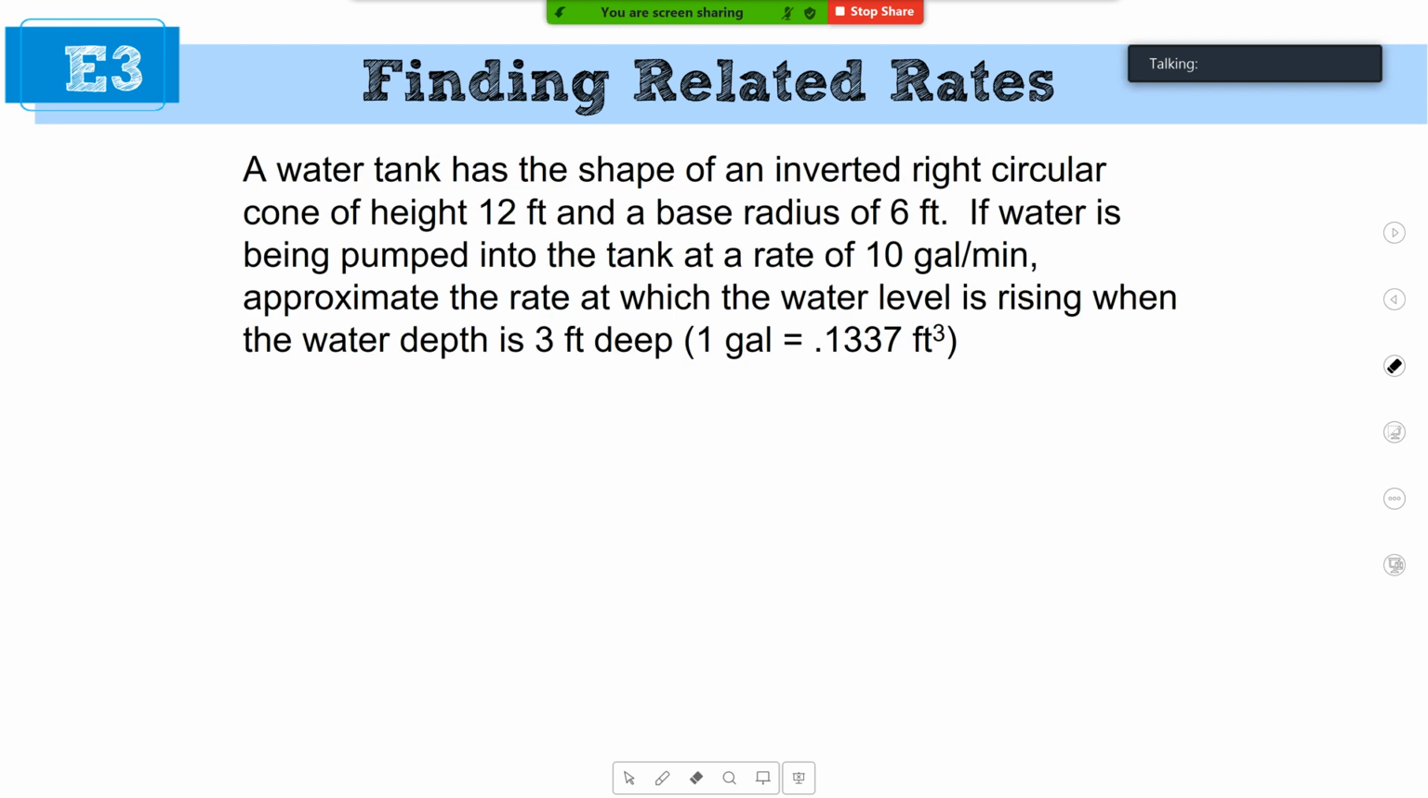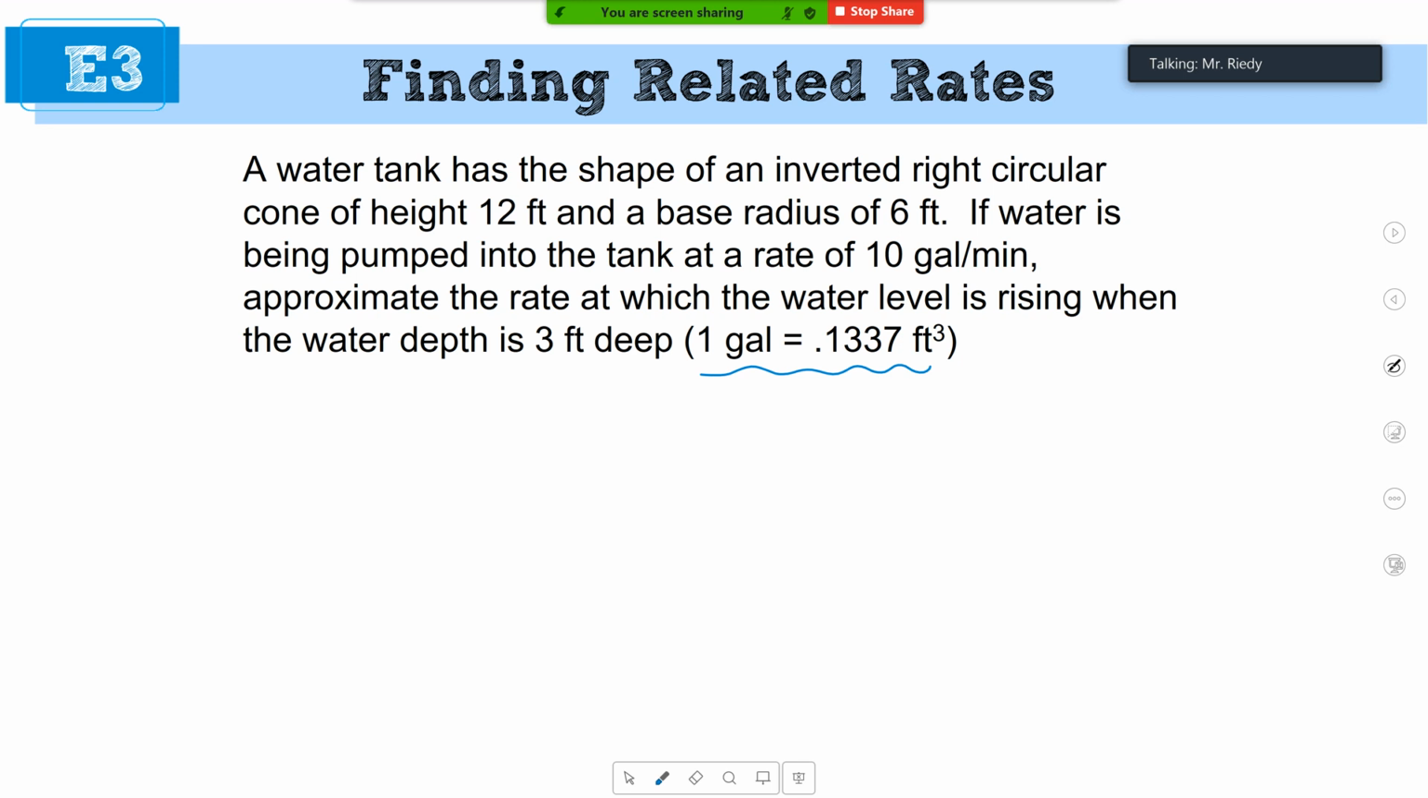So, there's the problem. And this one introduces a whole bunch of different types of things that we need to be concerned about. We're going to come back to this in a little bit, because we're not going to work with gallons, we're going to work with cubic feet. I'm assuming you can read. Notice it's an inverted right circular cone. It has a height of 12 and a base of 6. So that's the shape of the figure that we're dealing with.